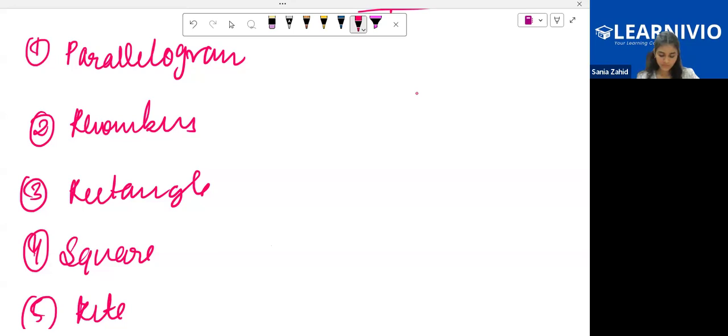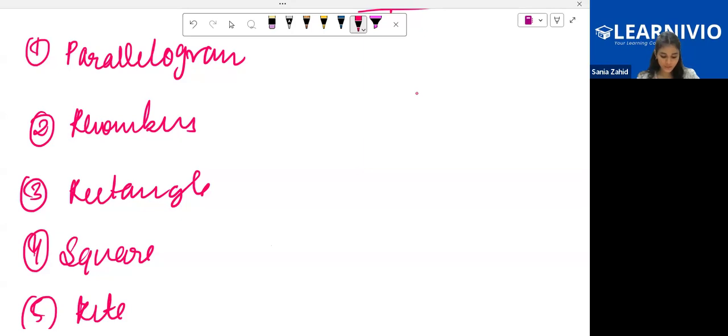Yes. Okay. What about diagonals of a rectangle? Bisect each other. Okay, and the diagonals are also equal, right? Next, you have square.